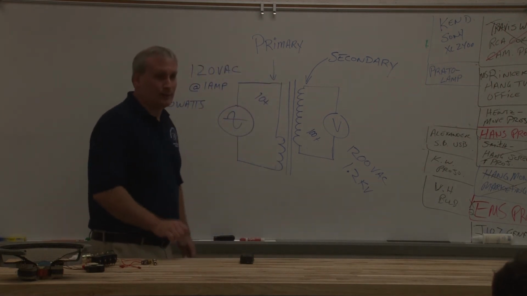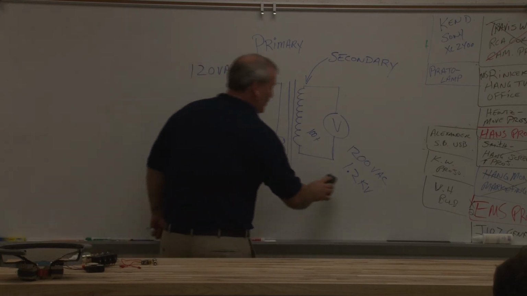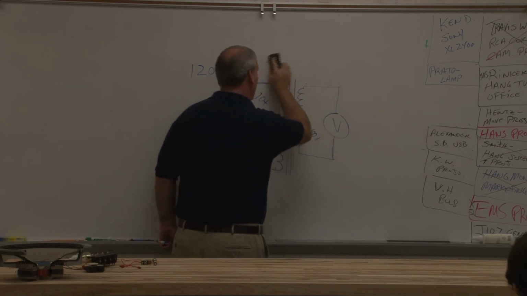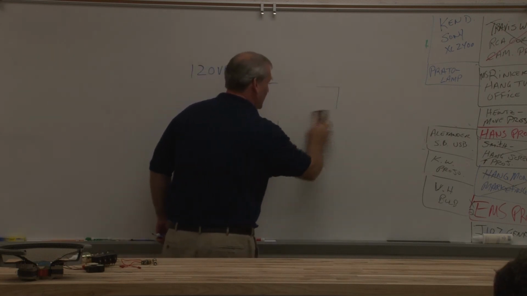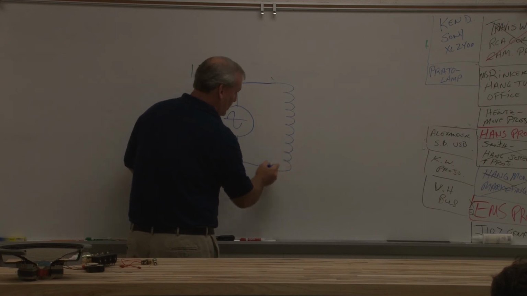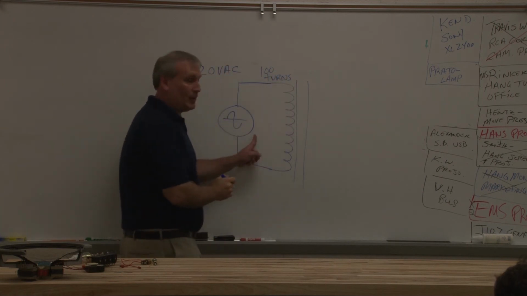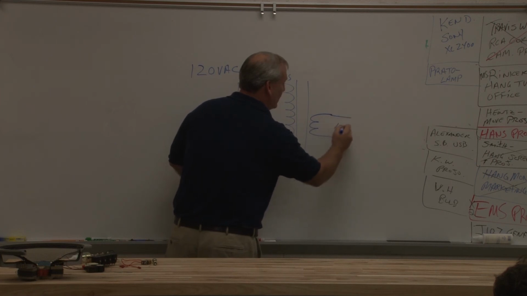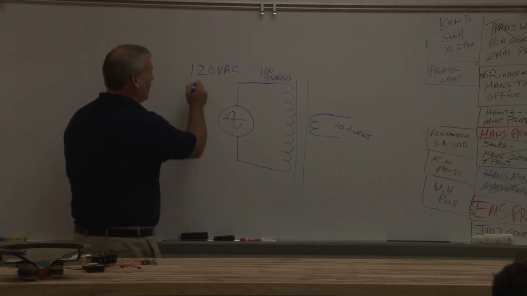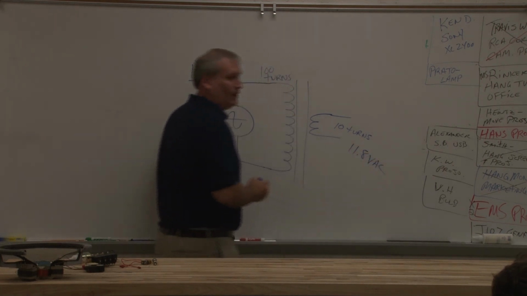Now let's throw a couple other monkey wrenches in the works here. I'm going to clean the board up a little bit. Let's get rid of some of this clutter. You guys have for your notes primary and secondary. I can erase this. I'm going to use nice round numbers again. We're going to stick with 100 turns on my primary, and we're going to stick with 10 turns on my secondary. I have 120 volts coming in. I have 11.8 volts coming out.